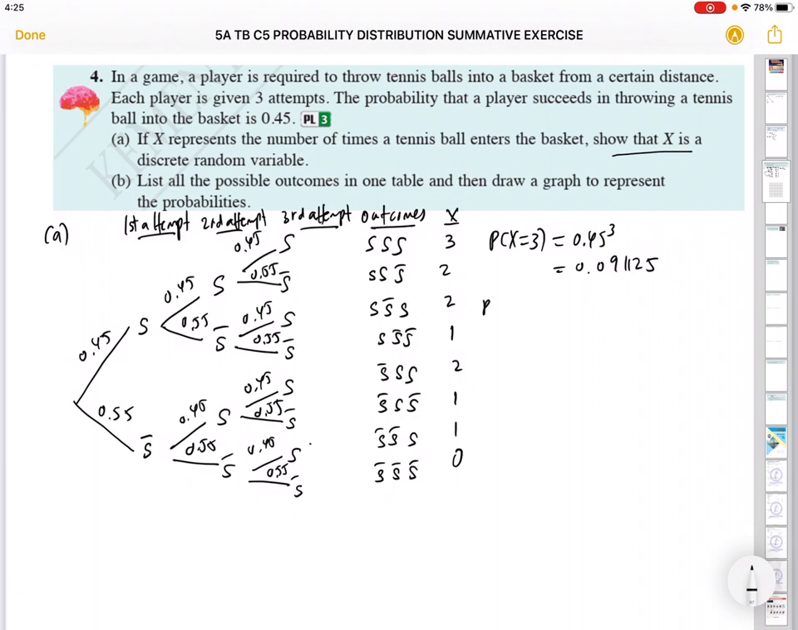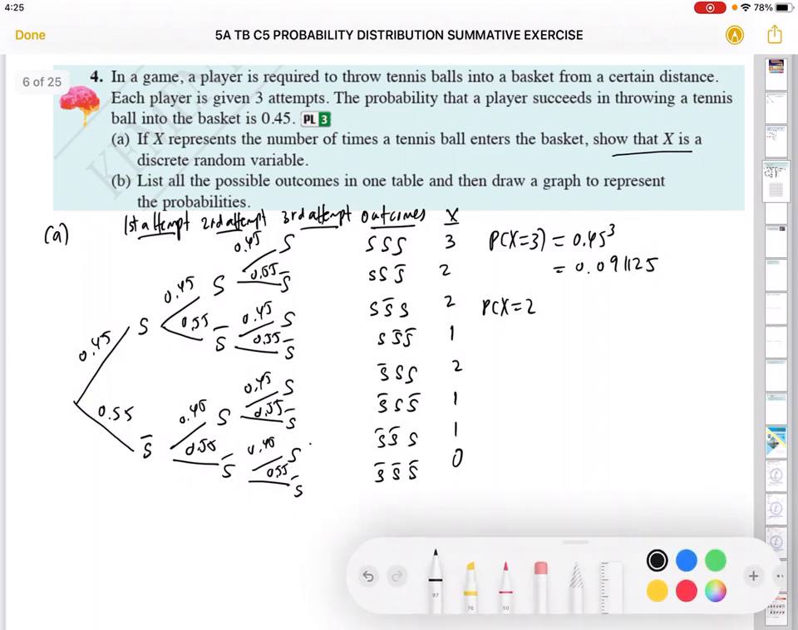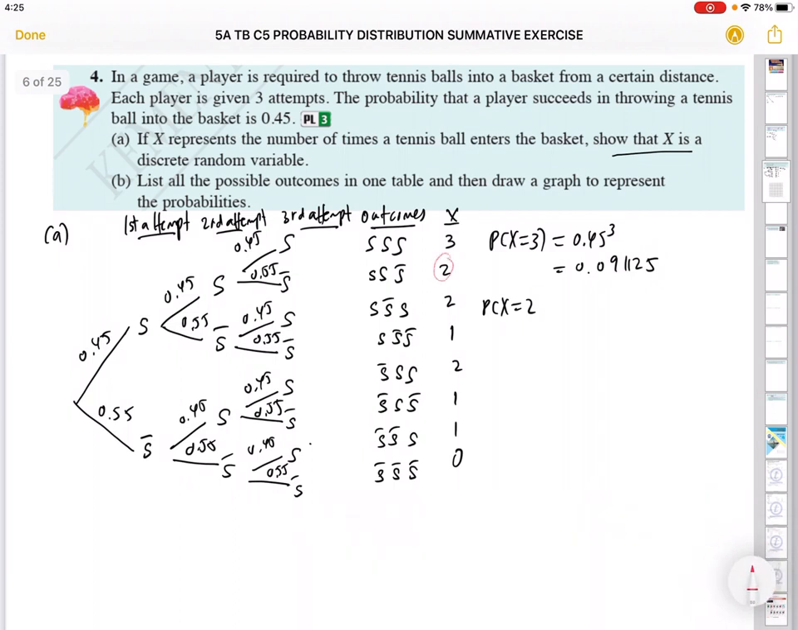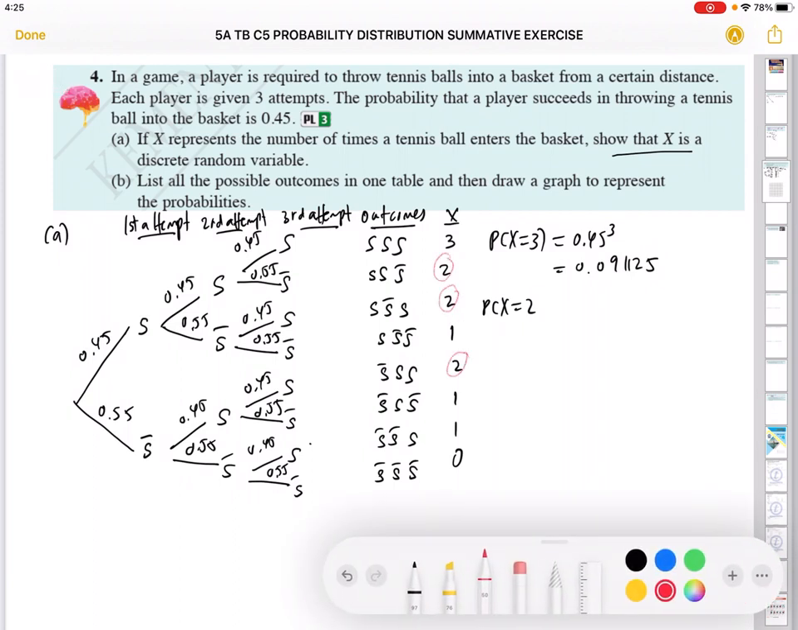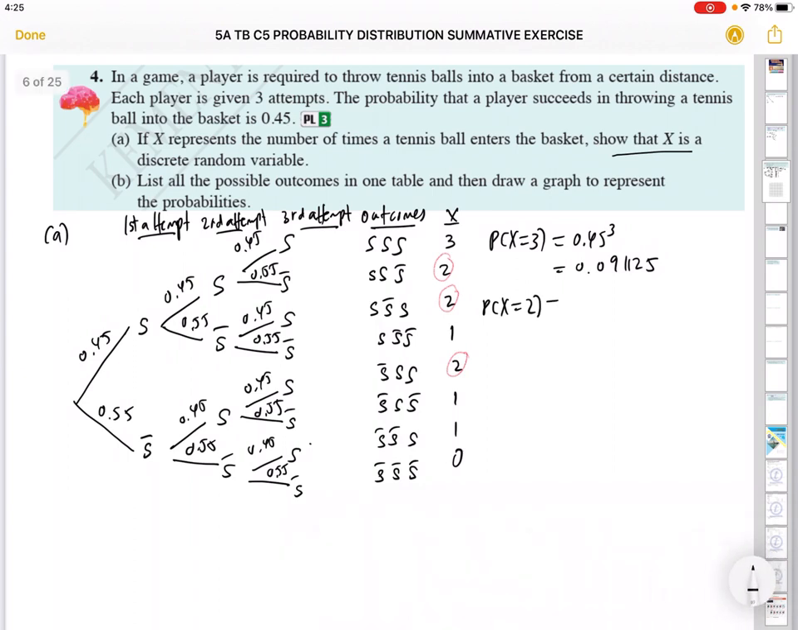And for x equals 2, you can see there are 3 cases. Let me highlight for you. 1, 2, 3. 3 cases where you get x equals 2. So this will be 3 times score twice, miss once, 0.55. So this will be 0.334125.